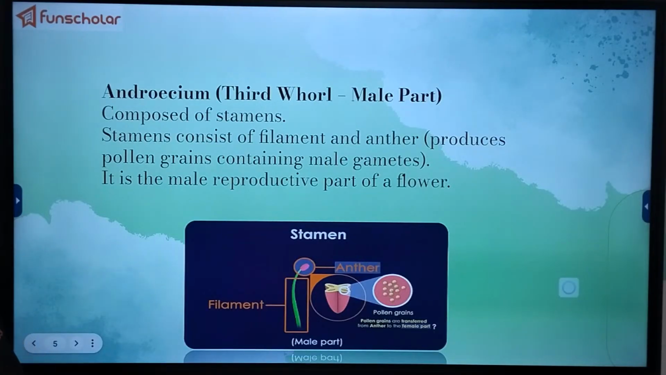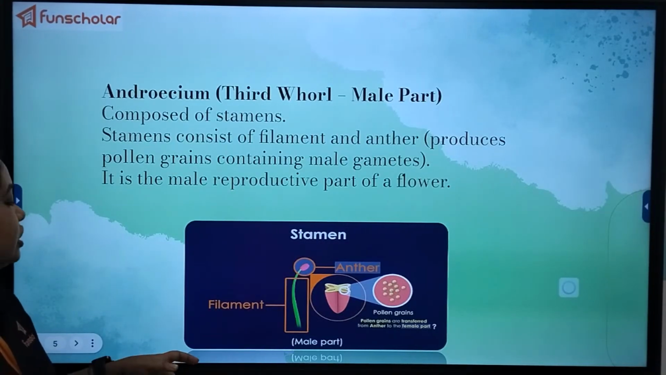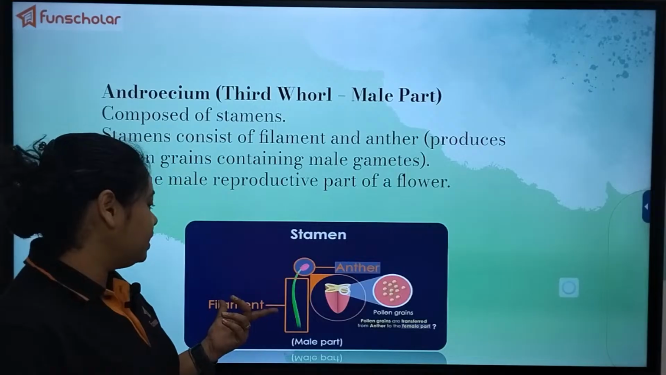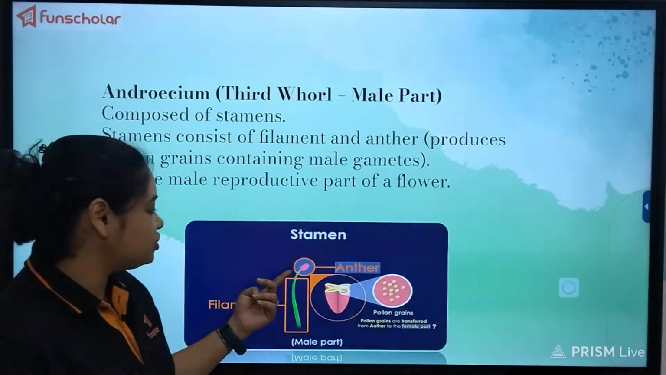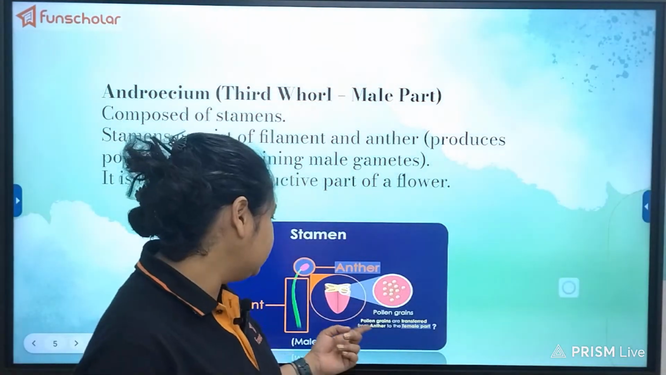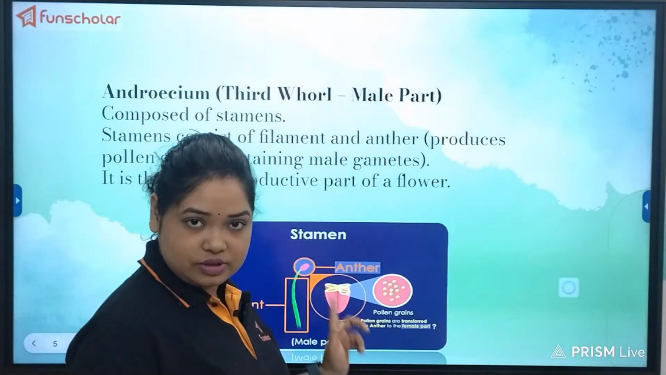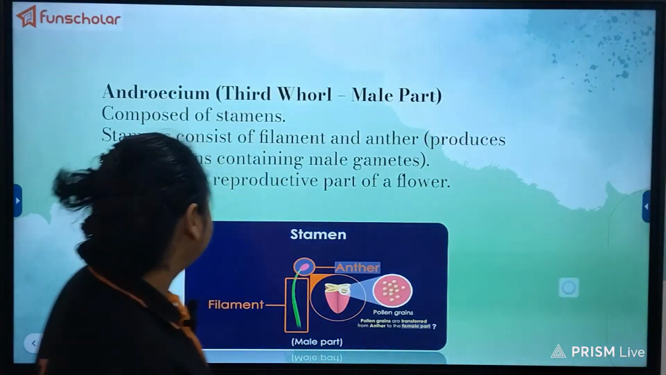Now the third whorl is constituted by the male part, that is the androecium, and as I already discussed after the video, they are composed of stamens, which are then composed of the anther, or the sac-like structure which will contain the male gametes called the pollen grains, and the stalk which will attach the sac to the base, that is the filament.